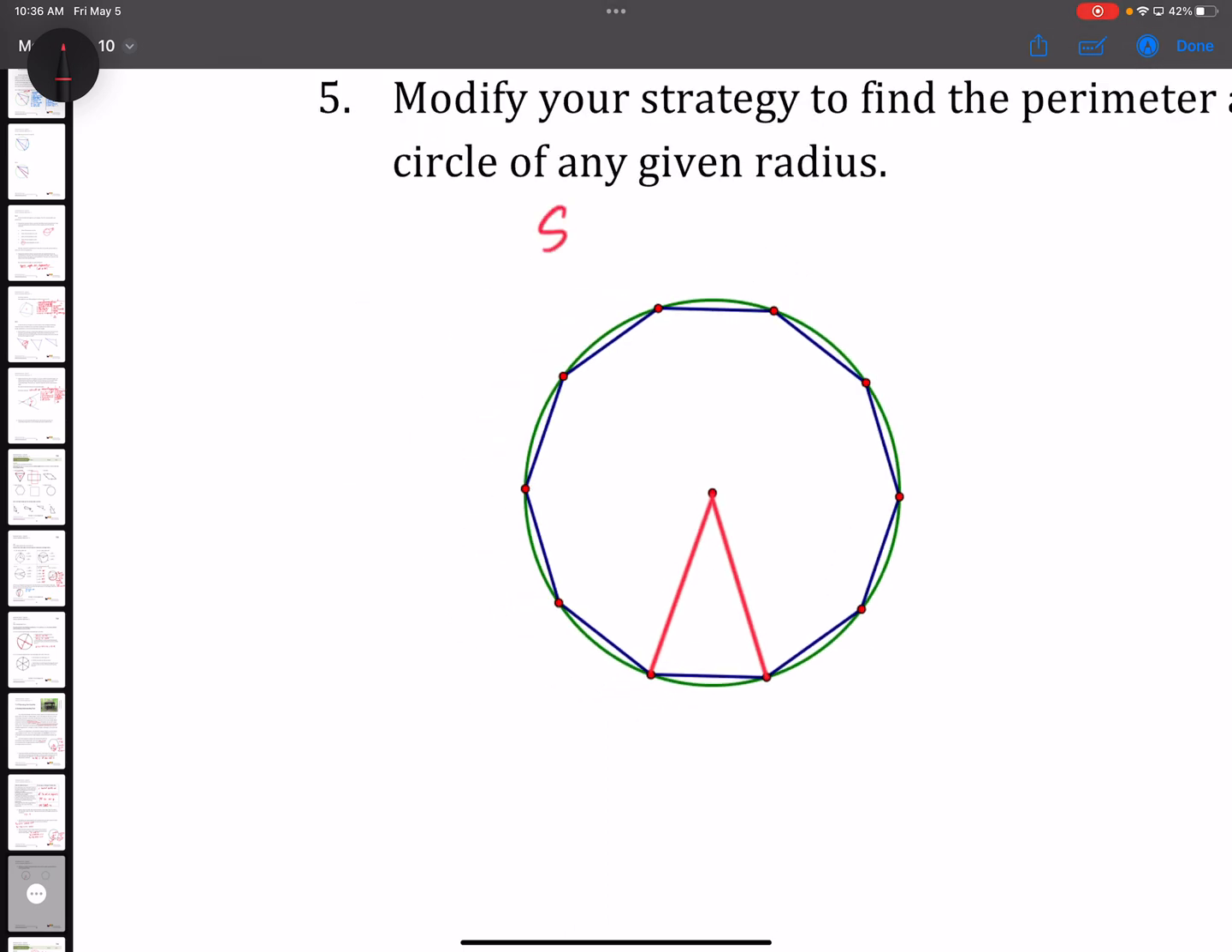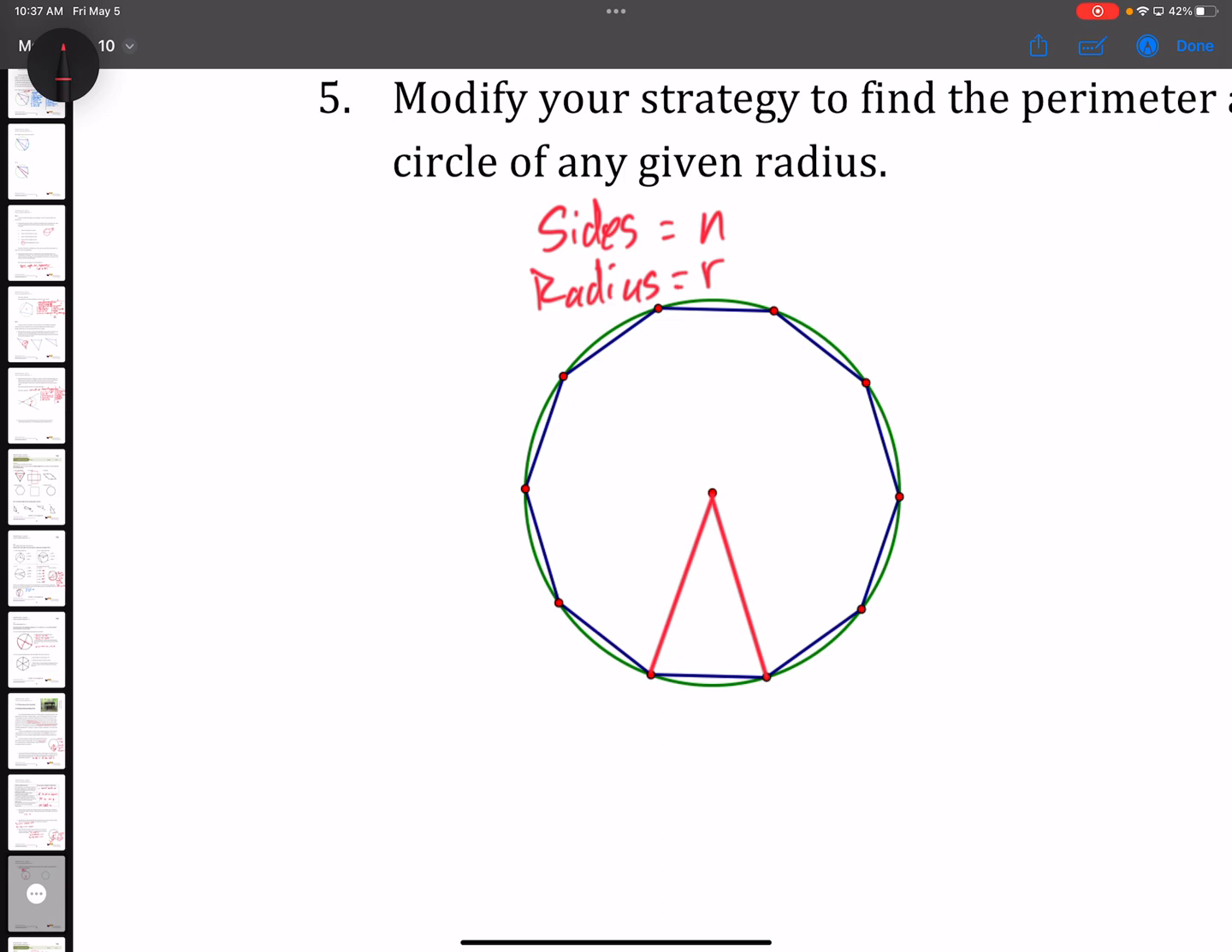What is the radius? What does the radius equal? Any given radius. So what should we call it? We could use r to represent any number that might be given to us. Very good.